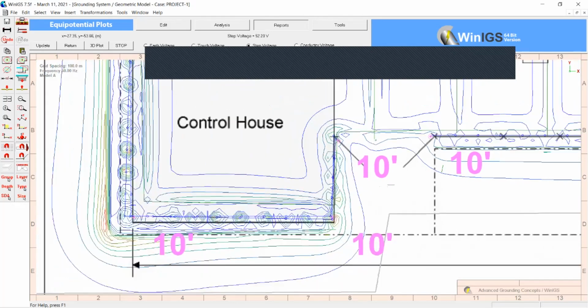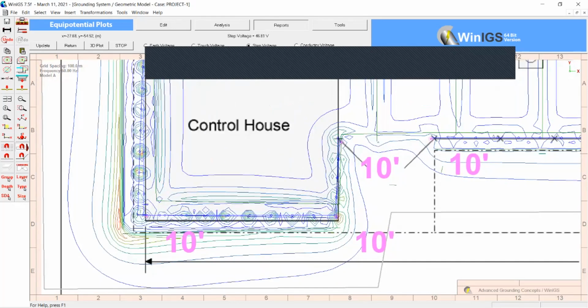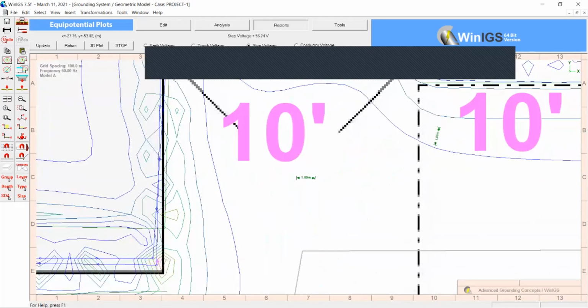Touch voltage sometimes could get higher than the allowable, but step voltage most of the time is much below the permissible or tolerable level. So for step voltage, you have to put your cursor 2.1 meters away from each other, and the difference between these two voltages is the step voltage.